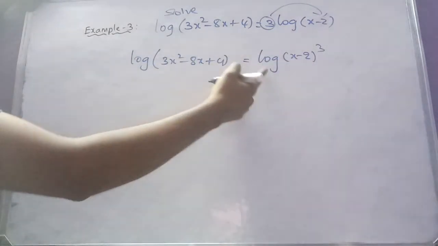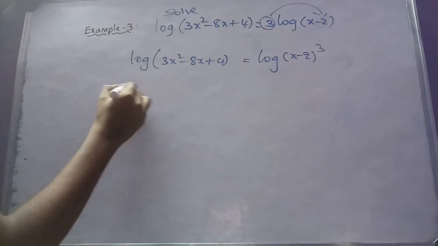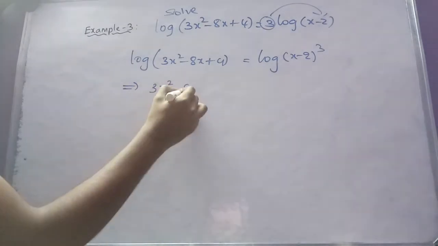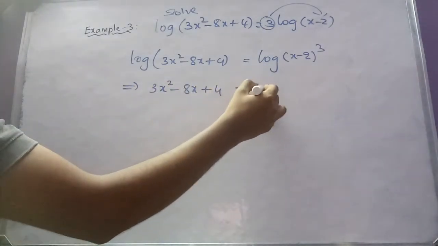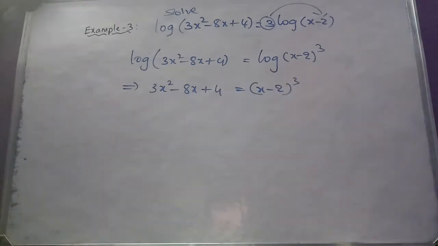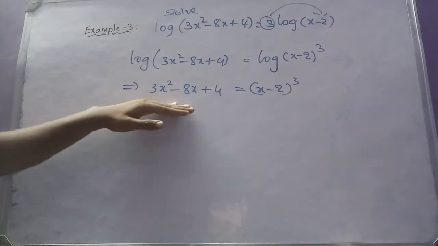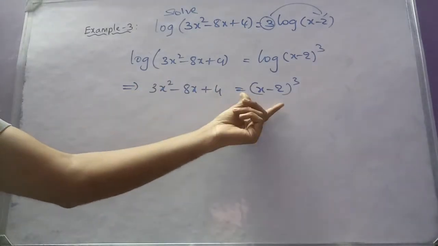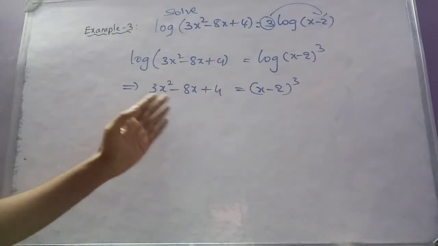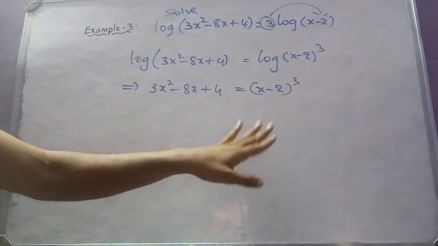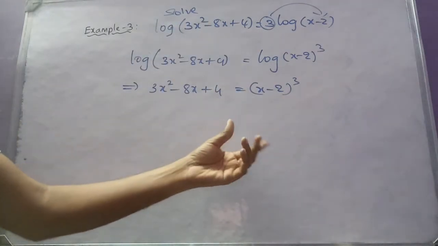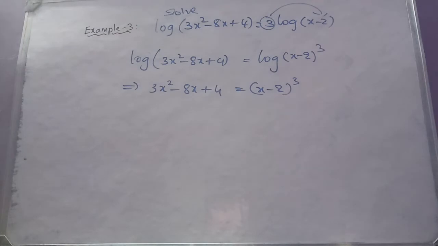So if I ignore logarithm on both sides, you will get 3x square minus 8x plus 4 is equal to x minus 2 whole cube. After this step, generally we think like this. So here we have a quadratic, this is a cubic. If we expand it, we will get a cubic equation, and then we will take everything to the right side. You might get a cubic equation, and if you solve it, you will get 3 roots. But you don't take this much of a burden, because we have an advantage here.